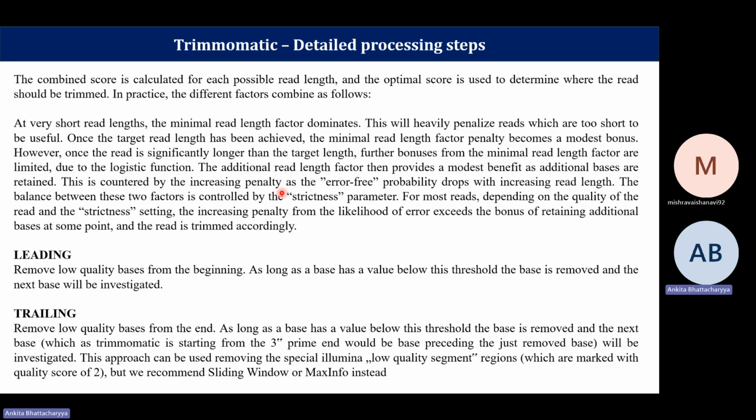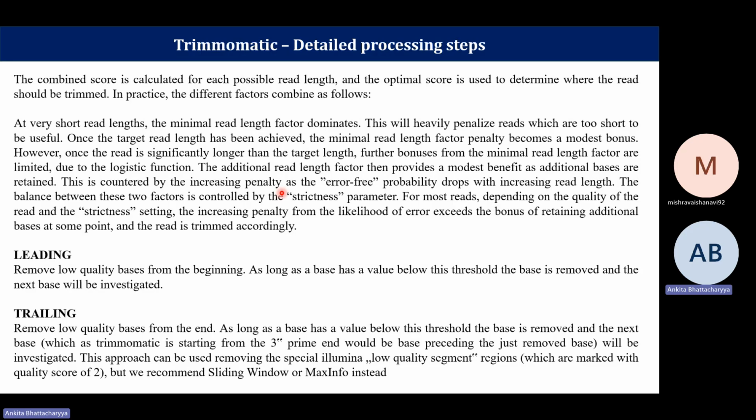The additional read length factor then provides a benefit as additional bases can be retained. This is countered by an increasing penalty as the error-free probability drops with increasing read length. I'll explain this, don't worry. The balance between these two factors is controlled by the strictness parameter. For most reads, depending on the quality of the read and the strictness setting, the increasing penalty from likelihood of error exceeds the bonus of retaining additional bases at some point, and the read is trimmed accordingly.